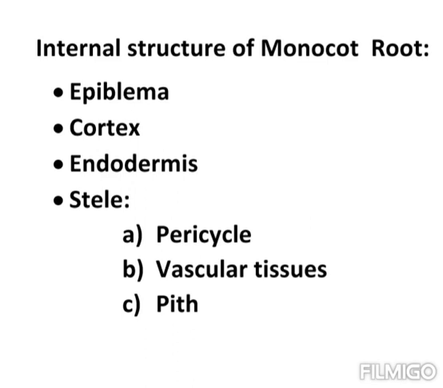So what are the characteristic features present in the internal structure of monocot root? Epiblema or rhizodermis, cortex, endodermis and stele. Again, stele includes pericycle, vascular tissues and pith.